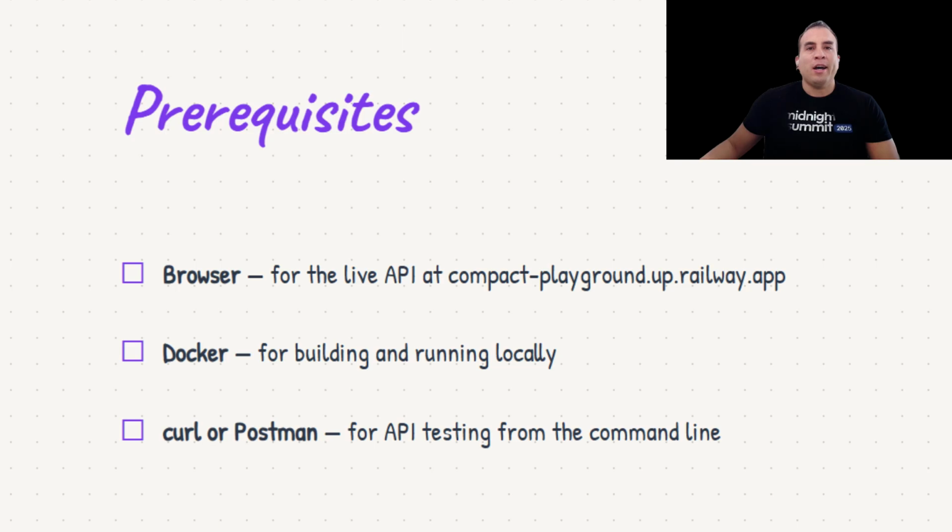For this hands-on section, you need three things. A browser. Any modern browser will do for accessing the live playground. Docker, if you want to build and run your own instance locally. And curl or Postman for hitting the API from the command line. If you just got the browser, that's fine for most of what we are about to do.